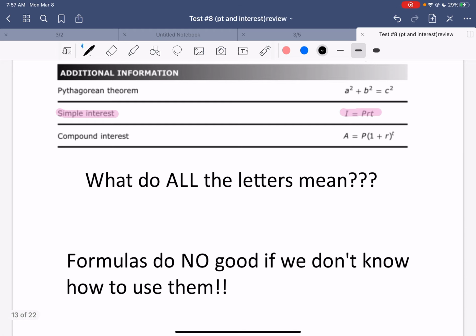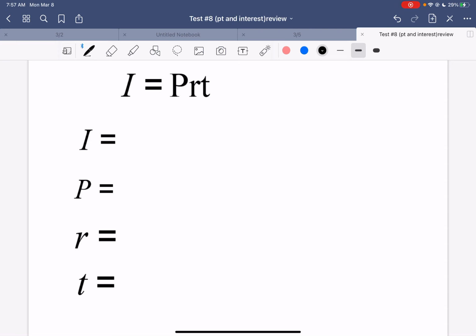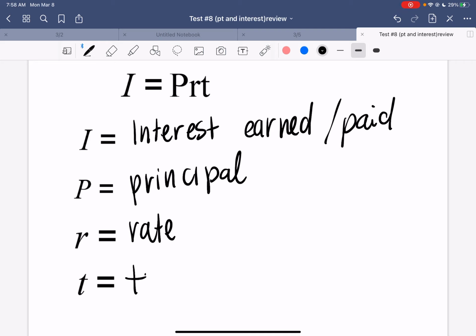And then we have our next formula, which is simple interest. We're going to review what each of these letters mean. In our simple interest formula, we have the interest earned or paid, then our principal amount, our rate, which has to be in decimal form, and our time, which has to be in years.